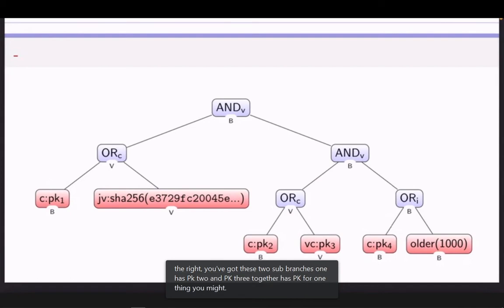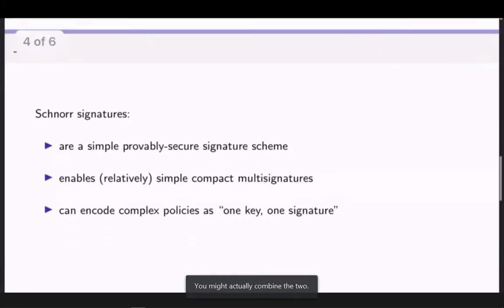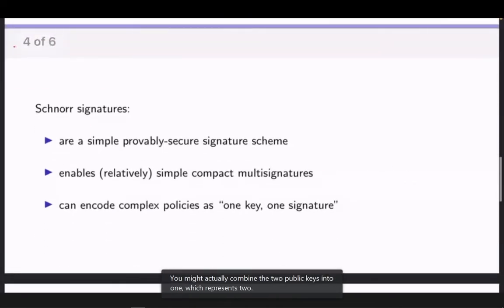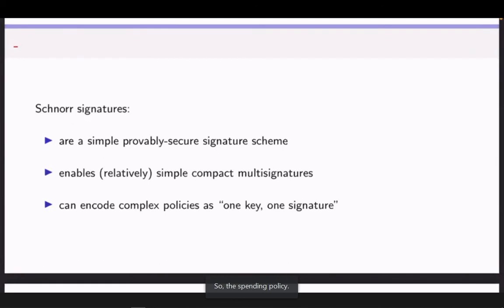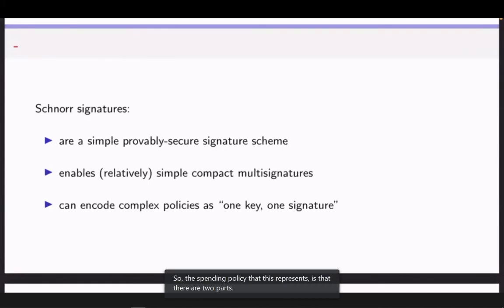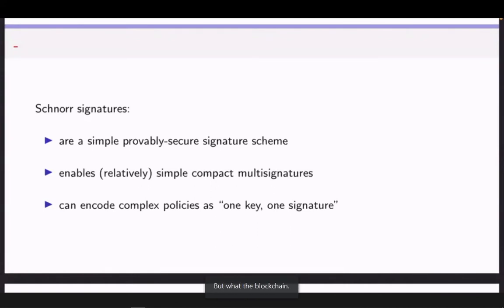One thing you might do with Schnorr signatures is rather than listing two public keys and insisting that both of them provide a signature, separate signatures on a given transaction, you might actually combine the two public keys into one, which represents two participants. And you're able to do this, and you're able to use a variant of the Schnorr signing algorithm such that those two parties are able to cooperatively produce a single signature. So the spending policy that this represents is that there are two participants. They have two keys and both are required to sign off to move the coins. But what the blockchain sees is that there's only one key and one signature that hits the chain.